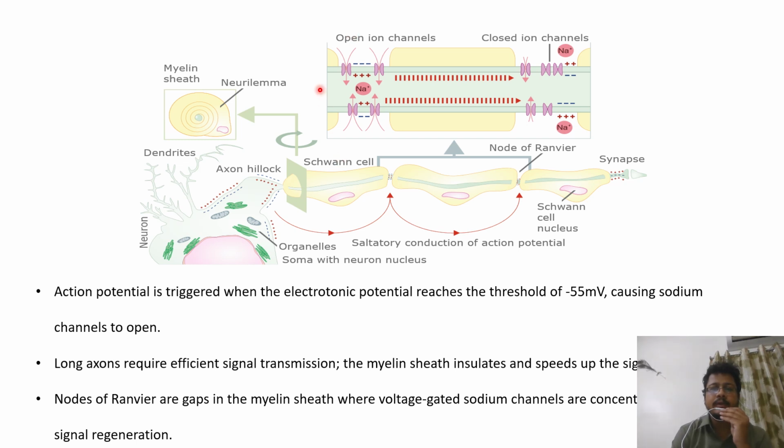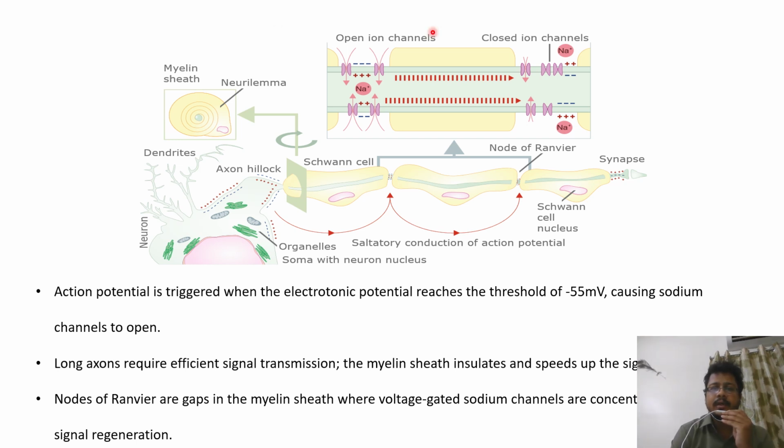So first of all, see why it is called saltatory conduction. Why it is called that? Why does it seem like it jumps from one node of Ranvier to another node of Ranvier? The answer lies in how an impulse travels and how myelin changes the rules of conduction.